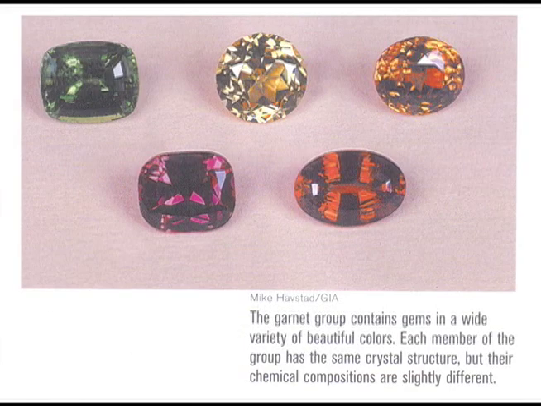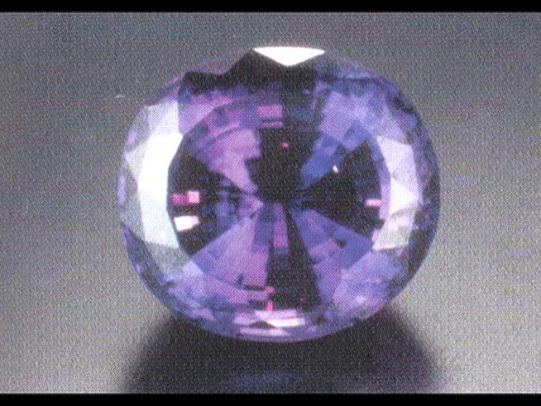So here we have the garnet group. We see a wide variety of colors, same crystal structure, but the chemical compositions are slightly different. Many times the colors are determined by just a trace element, a small amount. Here we have tanzanite. This is tanzanite. Now, is that truly found only in Tanzania? No, I think it's found in other places now. But originally, they named it after where they found it.